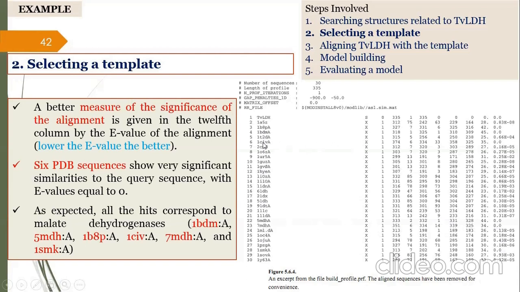This one and 7MDHA. This one and 1SMKA. This one. So all these 6 will be selected by the modeler in the next coming log files.